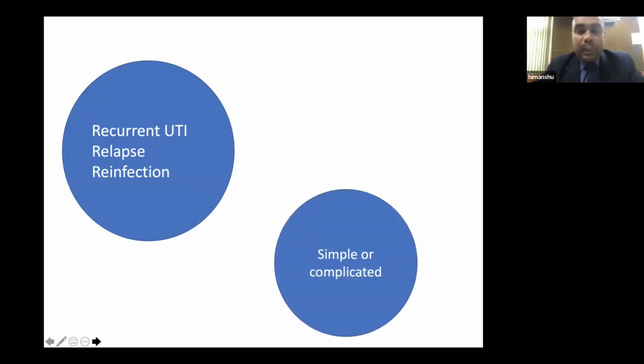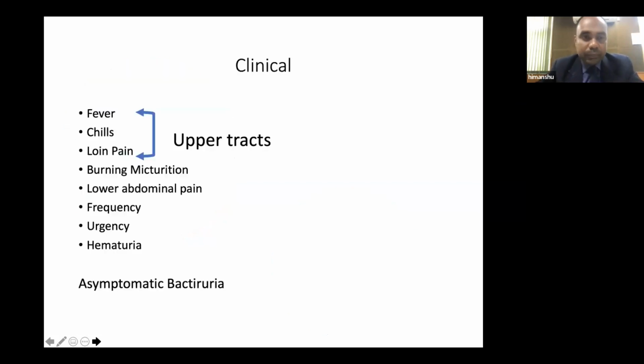Then it can be simple or complicated, which we have all been taught. Simple are those where technically there are no anatomical or such issues, or complicated where there are underlying conditions which lead to increased urinary tract infections. Nowadays in certain places, the infections which are going into the upper tracts are considered complicated, but technically we consider anatomical or underlying conditions which predispose to urinary tract infections as complicated UTIs.